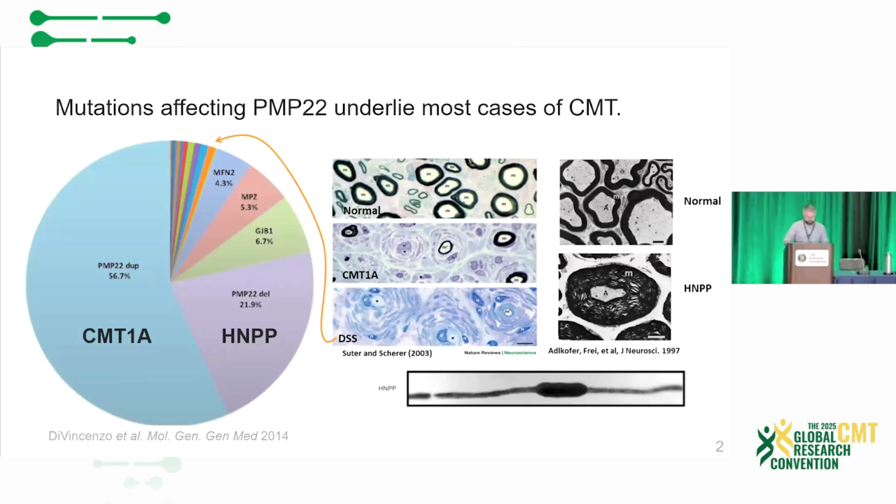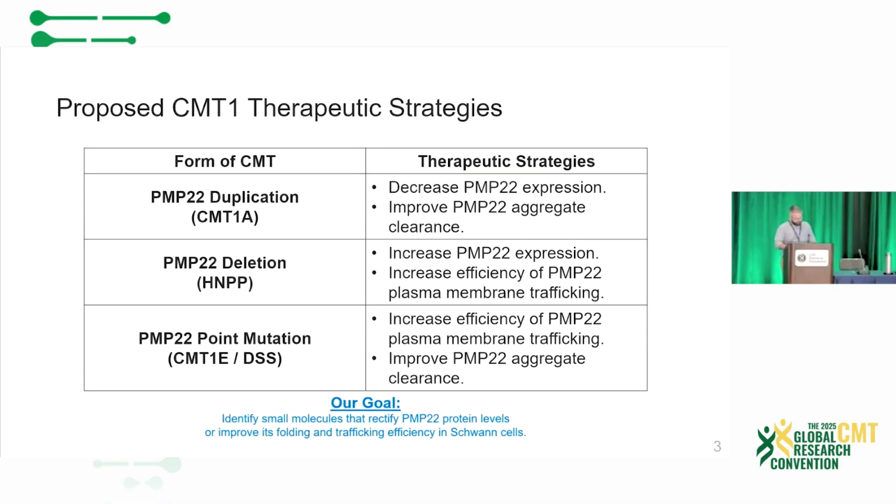So first and foremost, it's been belabored at this point, but the majority of the mutations that cause Charcot-Marie-Tooth disease are associated with the PMP22 gene, predominantly the duplication or deletion of the gene that causes over or under expression, respectively. Now, by and large, the therapeutic strategies proposed for these two forms of the disease have been focusing on looking for ways that we can rectify wild type levels of expression of the PMP22 gene, bring it up for HNPP, bring it down for CMT1A.